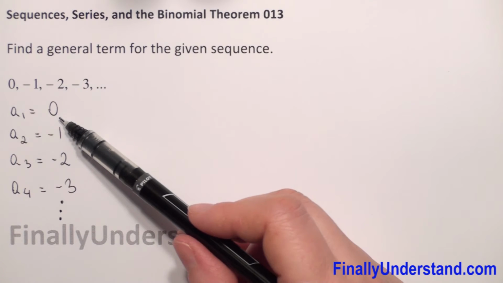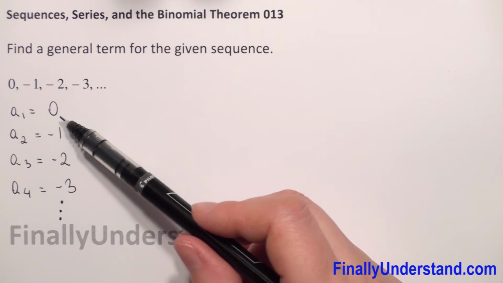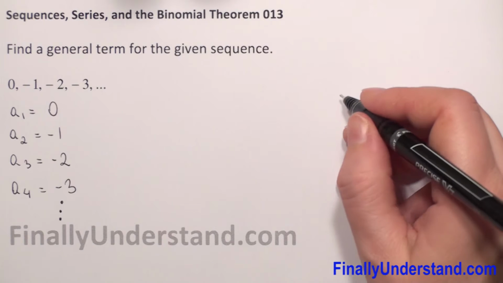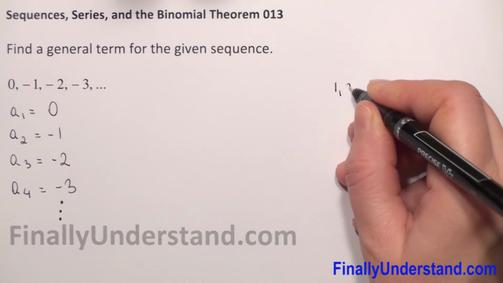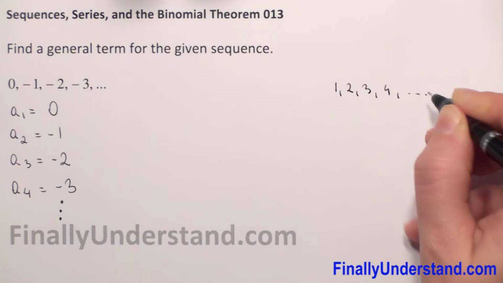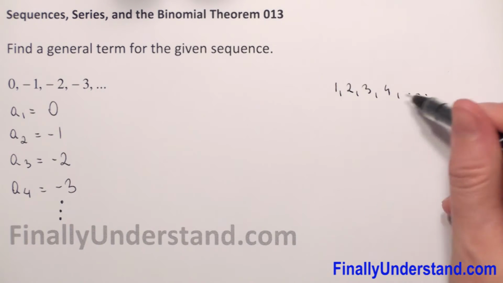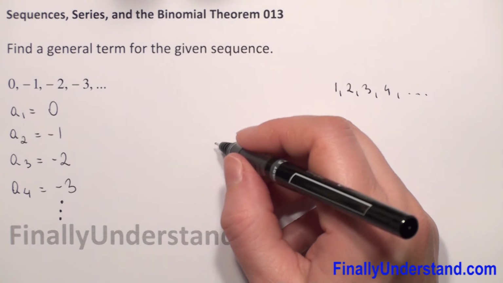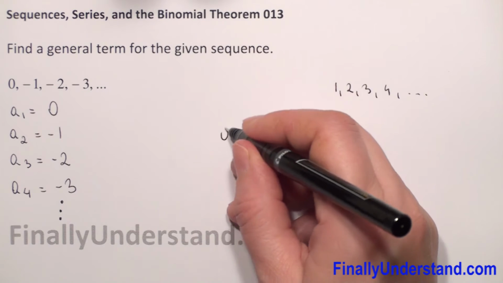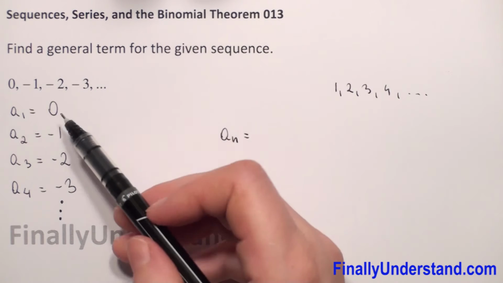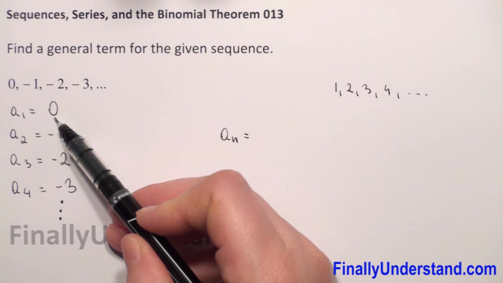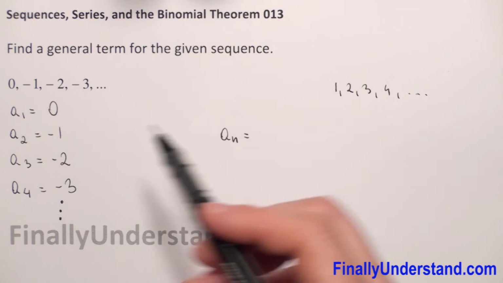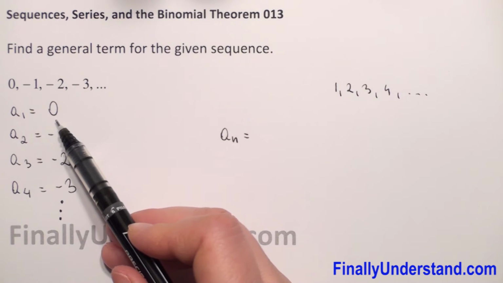We have 0 first. We know that the sequence describes a function whose domain consists of the positive integers, so 1, 2, 3, 4, and so on. We substitute n by positive integers. So how will this general form look like? What will a n be? We need to get 0. So if I take n equal to 1, to get 0, I have to subtract 1.